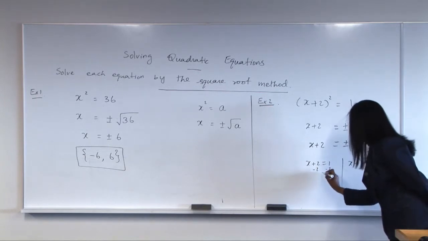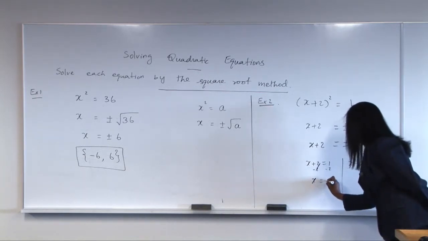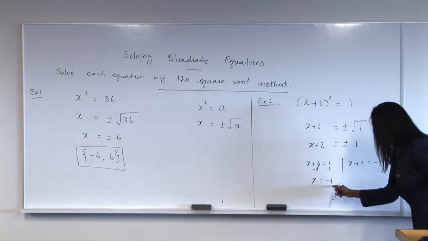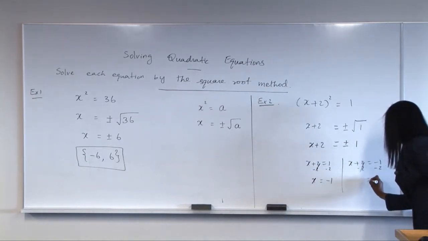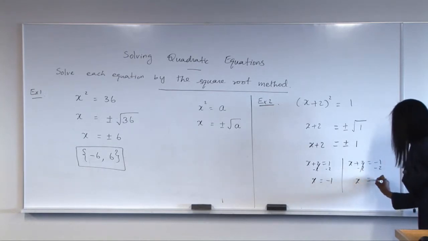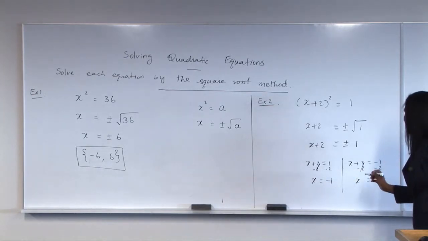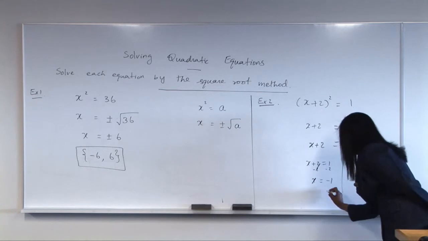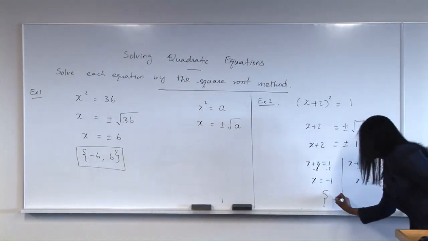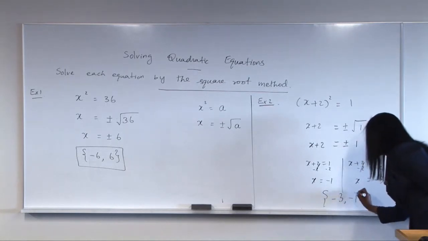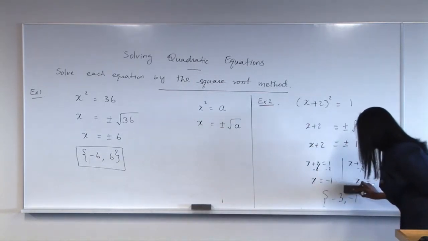Subtract 2 from both sides. So x is equal to 1 minus 2, negative 1. Subtract 2 from both sides. x is equal to negative 1 minus 2, negative 3. So the solution set for this problem is negative 3 comma negative 1. That is your answer.